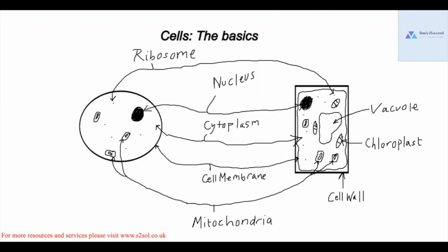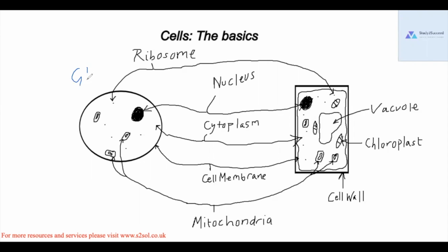Hello everyone. In this video, we'll be learning all about cells and the basics surrounding them. All living things are made of cells, and cells have miniature structures called organelles that help in the functioning of cells. So it's really important for us to know the different organelles that we can come across in two different types of cells. This is a generic animal cell.